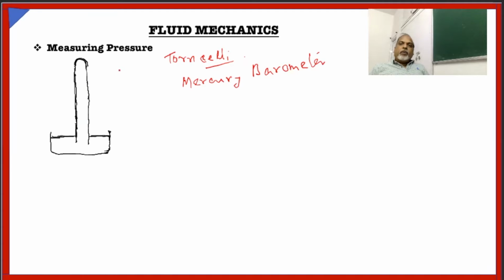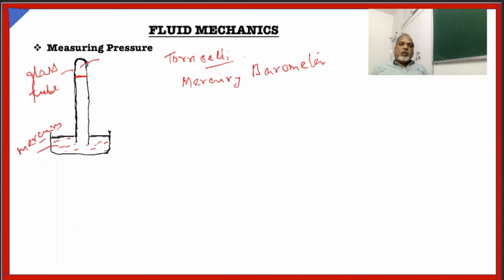What he did, he filled the glass tube. This is the glass tube. We filled the mercury in the glass tube and made it inverted and placed it in a trough which is filled with mercury. What he found is that the mercury descended from the top.